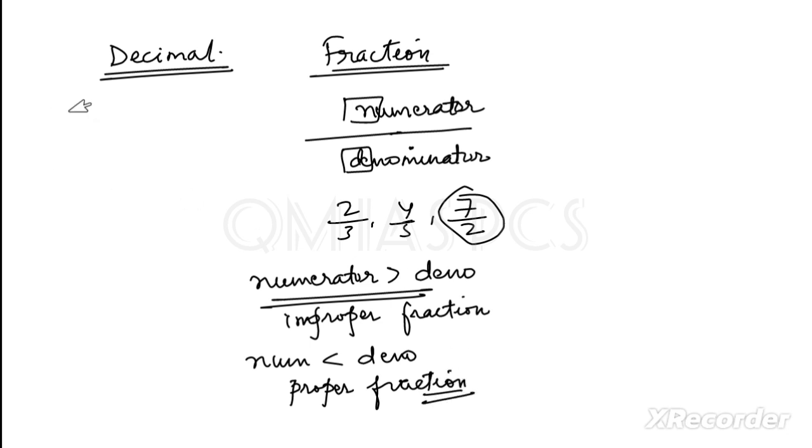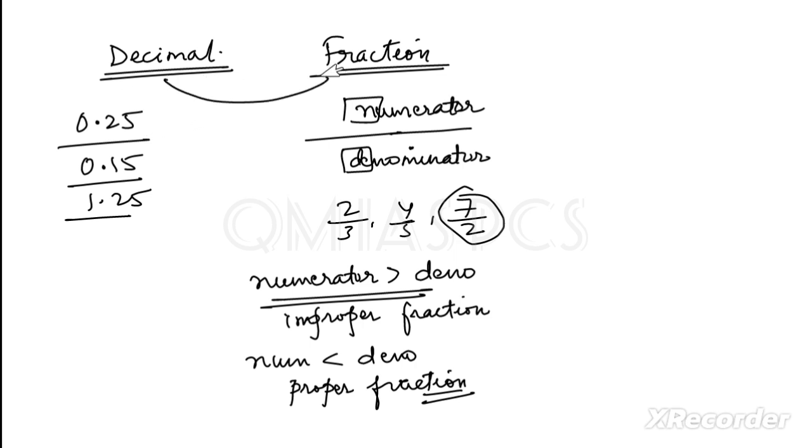Now for decimal, what is a decimal? Simply, if we are writing like 0.25, this has a decimal point, or you can write 0.15 or 1.25 or whatever you can write. If there is a decimal point like this, it is called a decimal number. We have to understand how to convert a decimal into a fraction. This is the important thing. You know this one? If you don't know how to convert the decimal into a fraction, let's do this part.